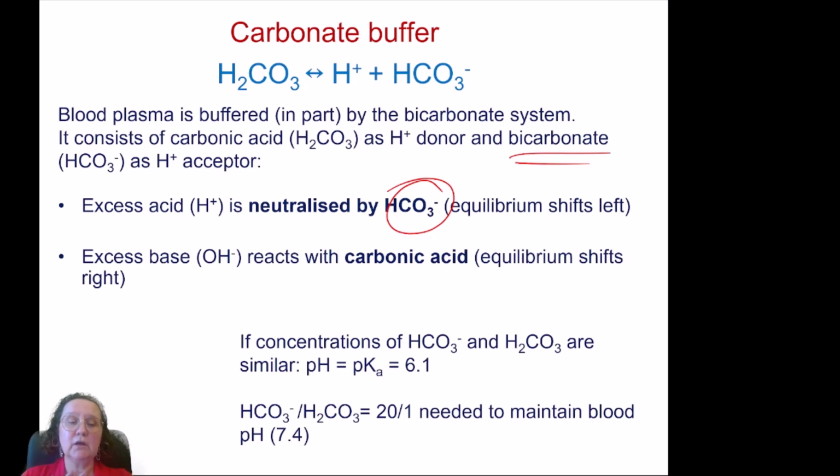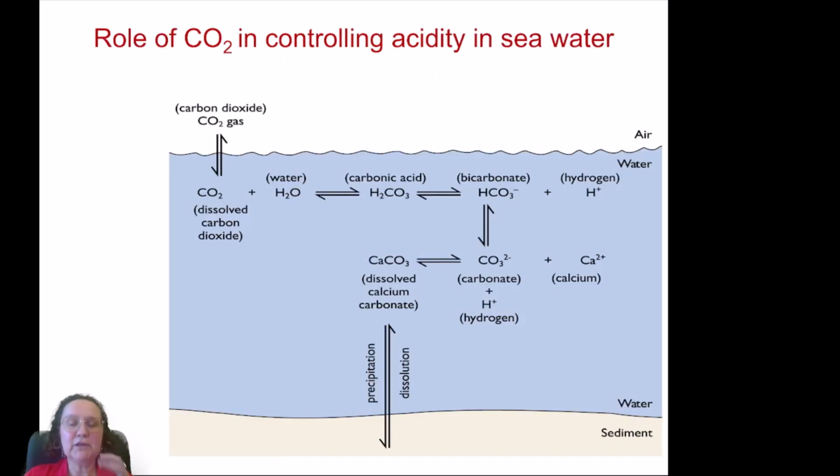But nature plays with the ratio of the hydrogen carbonate and carbonic acid, a ratio of 20:1, to maintain the specific pH of blood, which is 7.4. Carbonic acid and carbonate buffers are hugely important, not only, for example, to regulate the pH of the blood, but also in an environmental context.